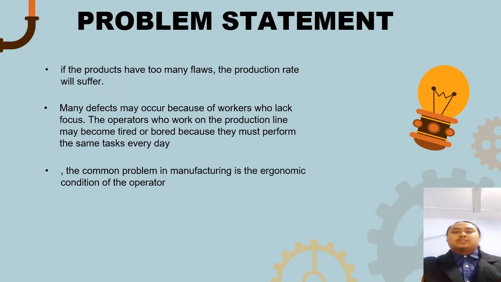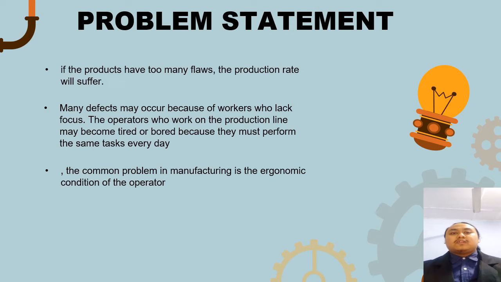Okay, now go to the problem statement. The production rate refers to the number of products that can be produced daily in terms of manufacturing. As a result, product quality must be considered to ensure that the company has a high production rate. The issue here is that if the product has too many flaws, the production rate will suffer.